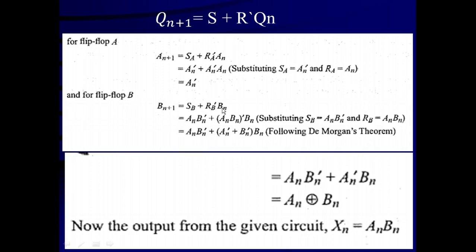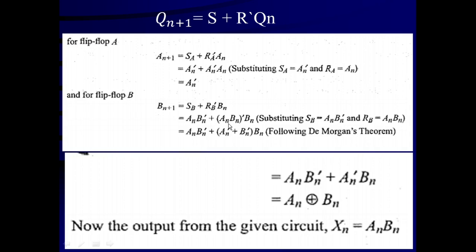Similar calculations we can do for flip-flop B. Bn plus 1, from this characteristic equation, we can write SB plus RB dash Bn. We can substitute SB equal to An Bn dash and RB equal to An Bn, and because it is RB dash, we take the whole bar, so it is An Bn whole dash into Bn. Substituting SB equal to An Bn dash and RB equal to An Bn, we get this equation.